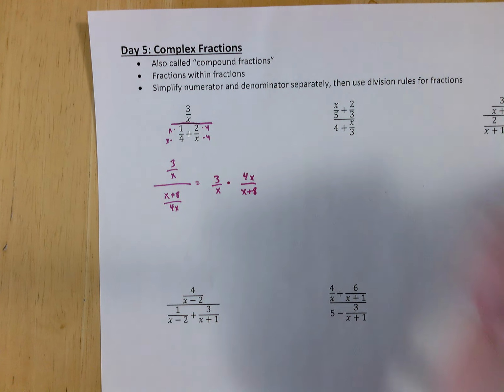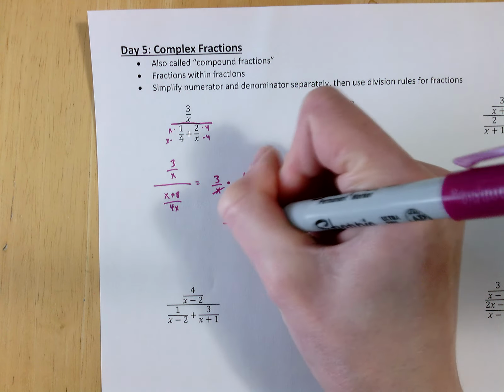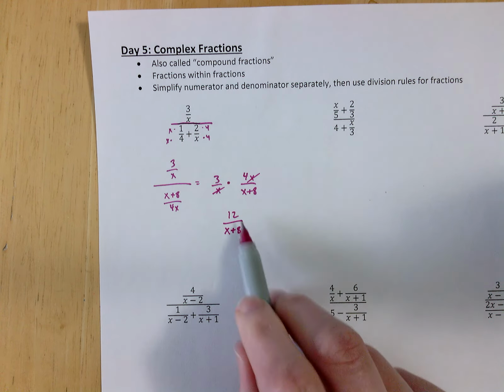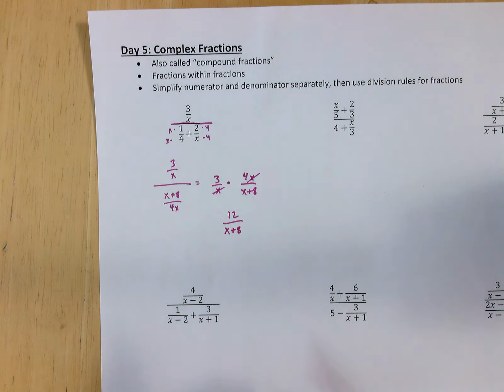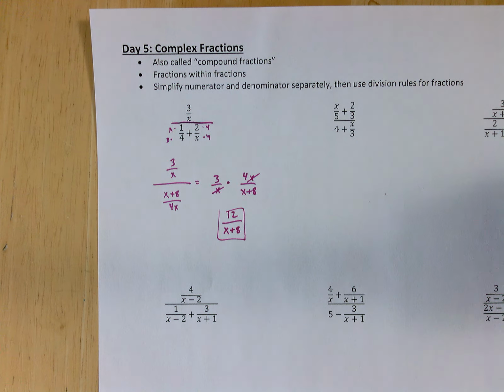And then from there, check for any common factors. Like these x's will cancel each other out, and then we simplify. So that'll be 12 over x plus 8. Notice that the 12 and the 8 don't simplify, because that's not a factor. And that's it. That's our answer. So they're not quite as terrible as they look.